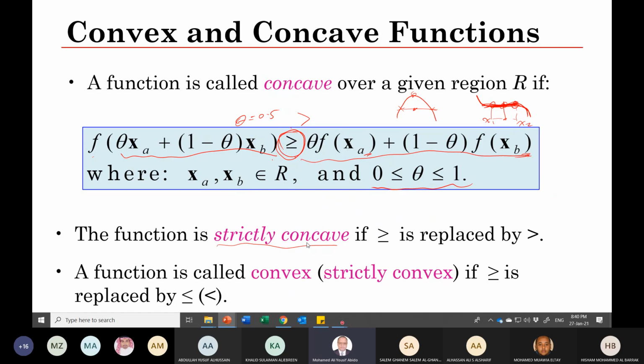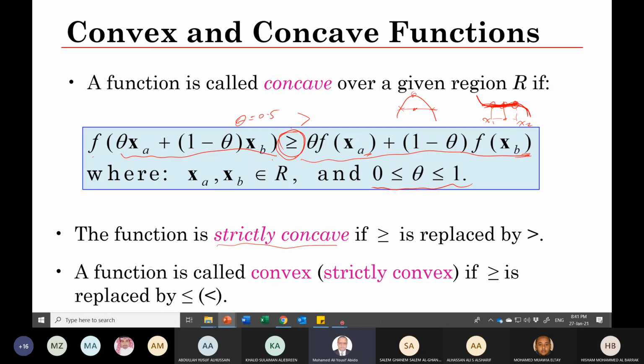Is it clear? Okay, Khalid Sulaiman, please, if you have a question, Khalid. Yes, Doctor, please. Theta is bound by 0 and 1, and I want to ask you, how would the choice of theta affect the convexity or concavity of the function? This is theta. Theta varies from 0 to 1, right? Theta can take 0, can take 0.1, can take 1, any value between 0 and 1.